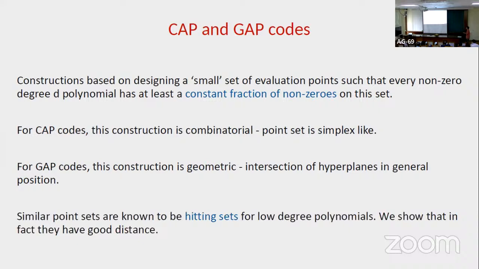Both these sets of points are not new. They have been known to be hitting sets for low degree polynomials, meaning that the point sets constructed in both these constructions are places where a non-zero polynomial cannot vanish entirely. It can't be zero everywhere. It has to have at least one non-zero. And what we end up showing is that it will not just have one non-zero, it will actually have a constant fraction of non-zeros, quite a few. Showing that this is a hitting set was a homework problem for some of the people in the audience a year ago.